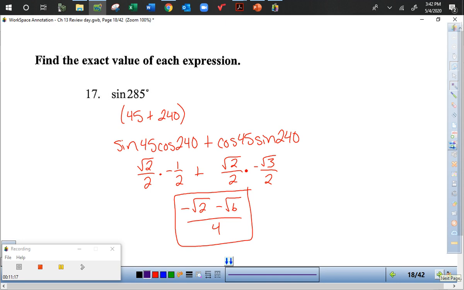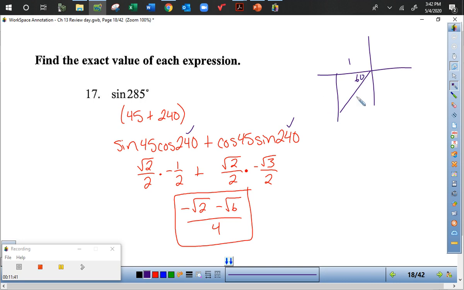Again, I'll always use 45. Now, one thing here, we've got 45 and 240. Okay, so if you don't know what the cosine of 240 is or the sine of 240 is, you can draw it. 240 falls here, and 240 is 60 over 180. That means 1, 2, square root of 3 looks like this.